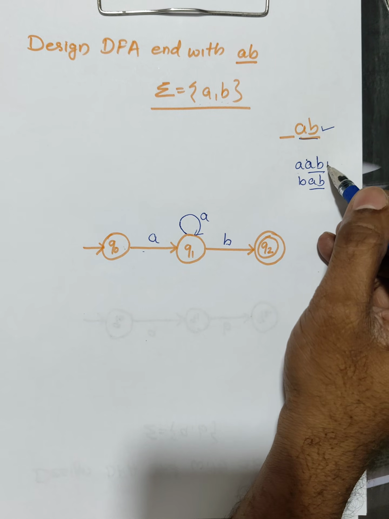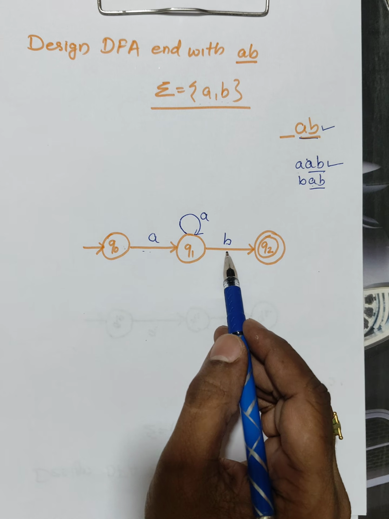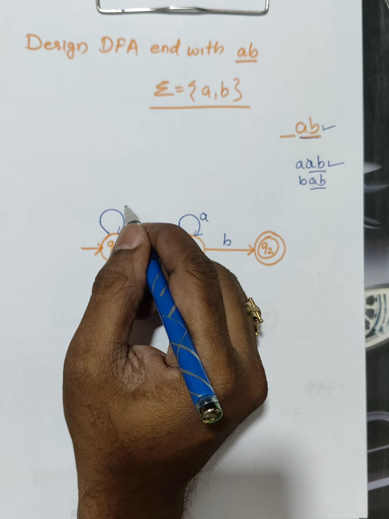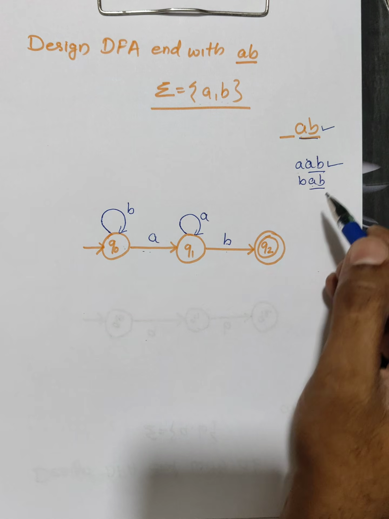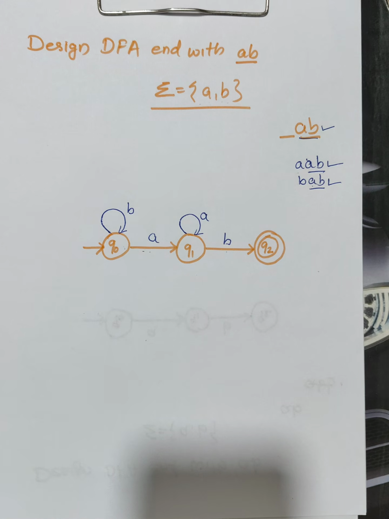A, B. This string is accepted. B, A, B is already there. Before this, A, B, one B, or n number of B's. This string is accepted. Thus from this state the two transitions are OR, and from this state the two transitions are OR.